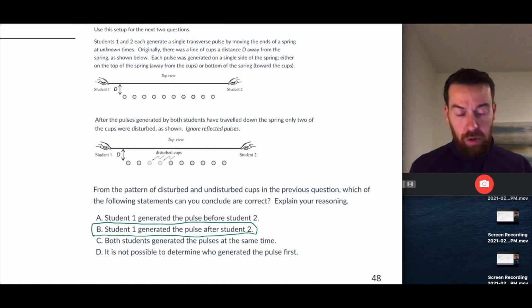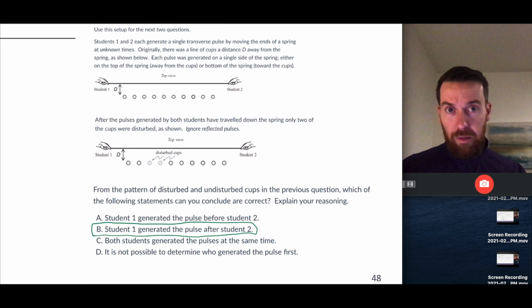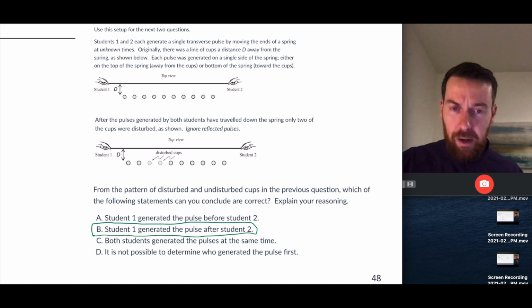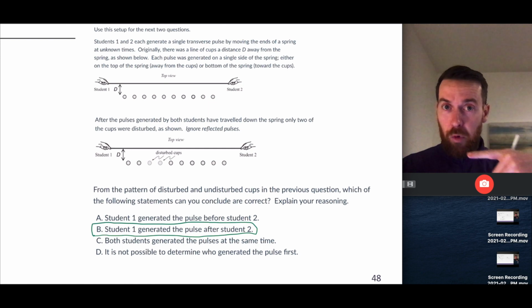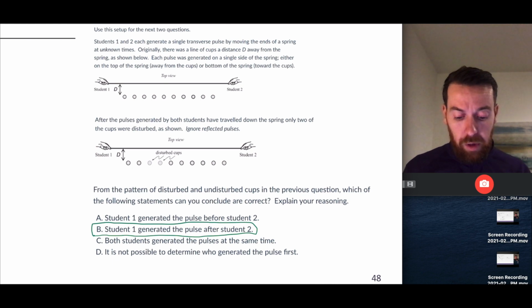So student 2 creates their pulse, it's moving along, then student 1. If they were created at the same time, we'd expect the 2 cups in the middle to be knocked out. If student 1 created it first, we'd expect cups to be knocked out closer to student 2, which I think might have been in the second version. But since the cups are knocked out closer to student 1, we expect the pulse from student 2 to have moved some distance before the pulse from student 1 is created, such as to knock out the cups closer to student 1.